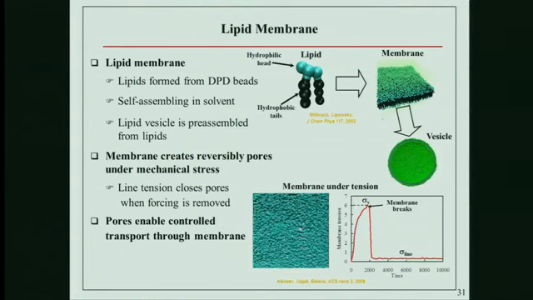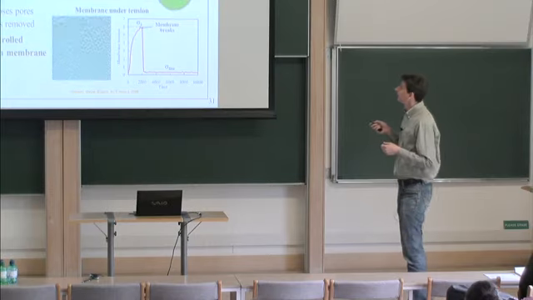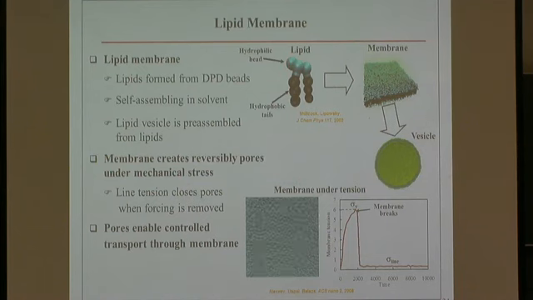So we have this lipid membrane. Let me briefly tell you what the lipid membrane is. In our model at least, we have lipids that we construct from DPD beads. They have a hydrophilic head, it's 3 beads, very simple, right? 2 tails, like normal lipids, each one with 3 beads. So you can already see how coarse-grained this is compared to real lipids, which are much more complicated in terms of number of molecules. Now these lipids self-assemble into a membrane in solvent.